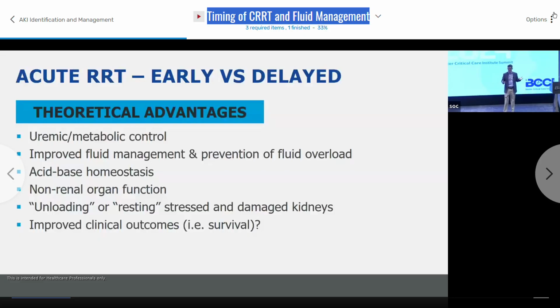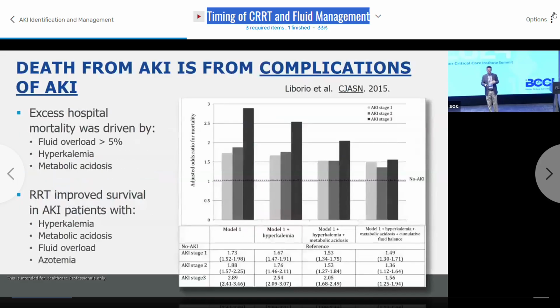So let's start ECMO. If we stay on top of these things, theoretically, potentially, we avoid some of those challenges. And it's really important to remember, this was a really important study that was about a decade old now, out of the Harvard system, that looked at a database of 15 or 20,000 patients. And what they showed was that the deaths from AKI are really not from the AKI itself. It's from the complications associated with AKI.